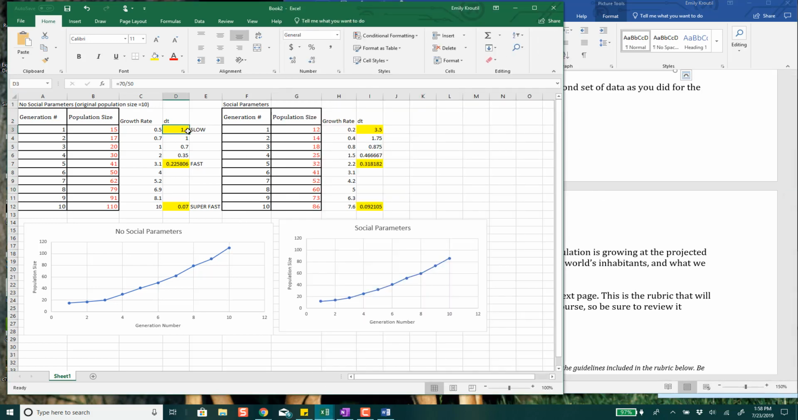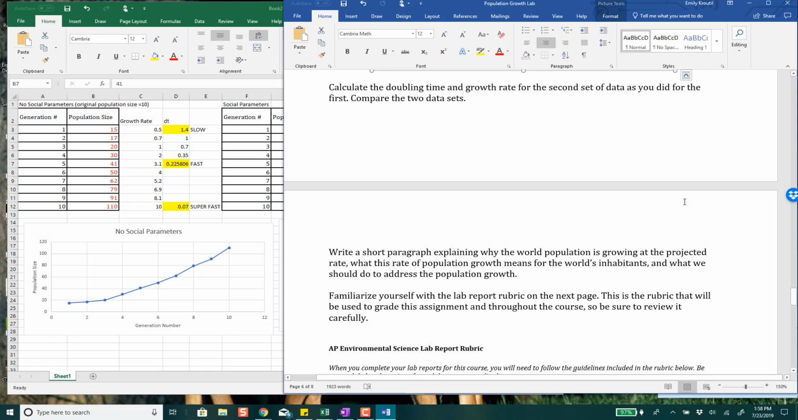So you can see that this one is slow, but this one's even slower. This one's fast. This one's not nearly as fast. And really, when you're doing this, your social parameter one should be a lot, you know, these numbers will be a lot smaller than these numbers. And so your data will be even more different. I didn't do a very good job of making up fake numbers. Then you're going to write a paragraph explaining why the world population is growing at the projected rate, what this means for the world's inhabitants, and what we do to address population growth.